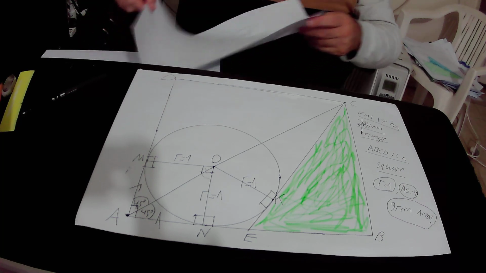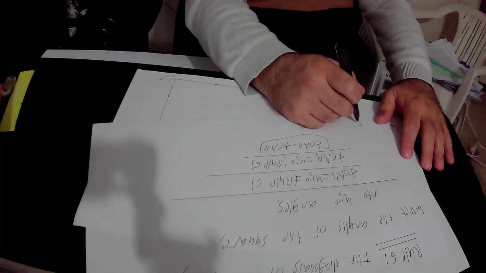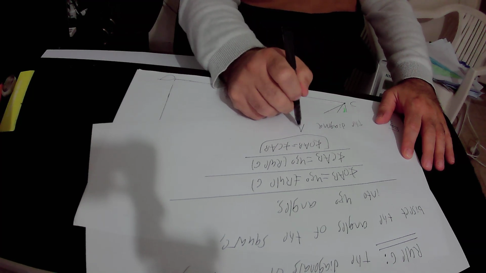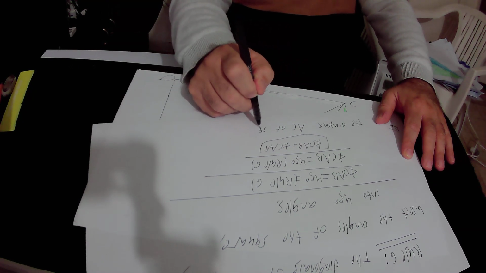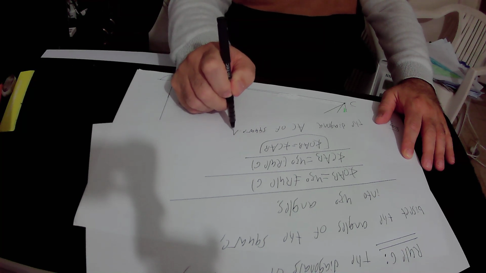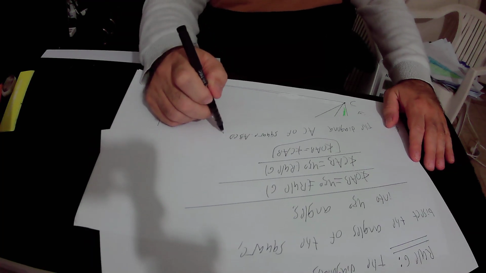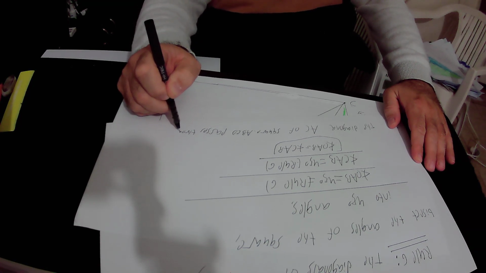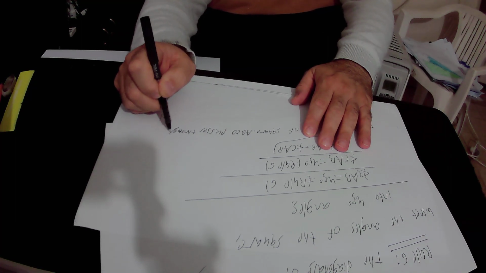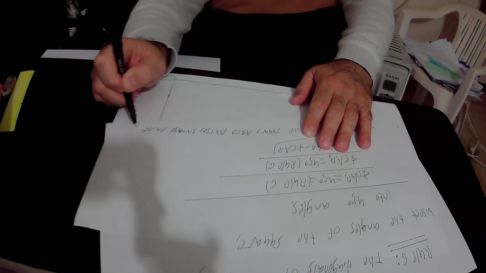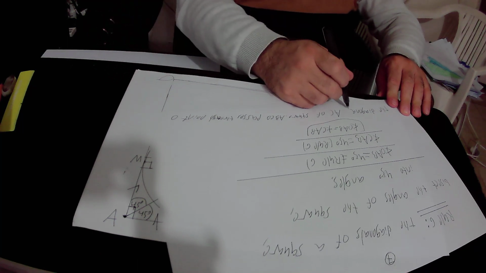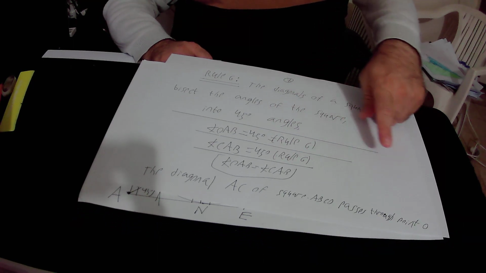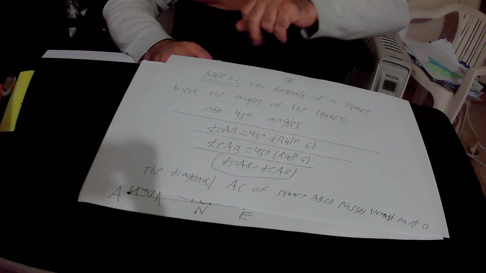Okay? We will conclude that the diagonal AC of square ABCD passes through point O. Because angle CAB equals angle OAB, we will conclude that the diagonal AC of square ABCD passes through point O.